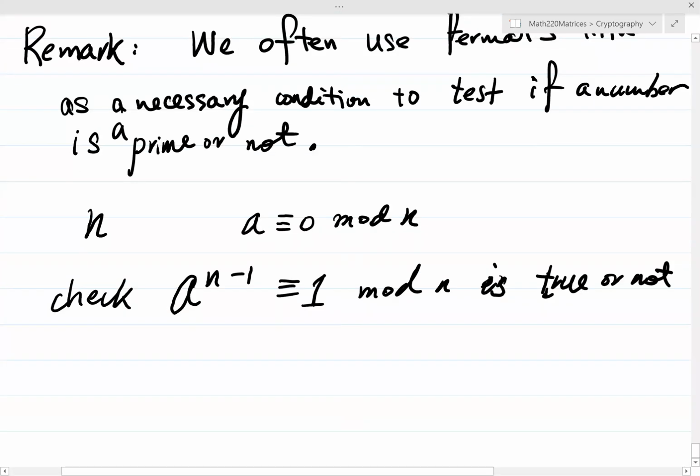Now it's possible that a number n satisfies Fermat's Little theorem, however this number is not prime. So Fermat's Little theorem gives us a necessary condition of a number being prime. So we often use this as a first test to test if a number is prime or not. Then we use other tests to double check.